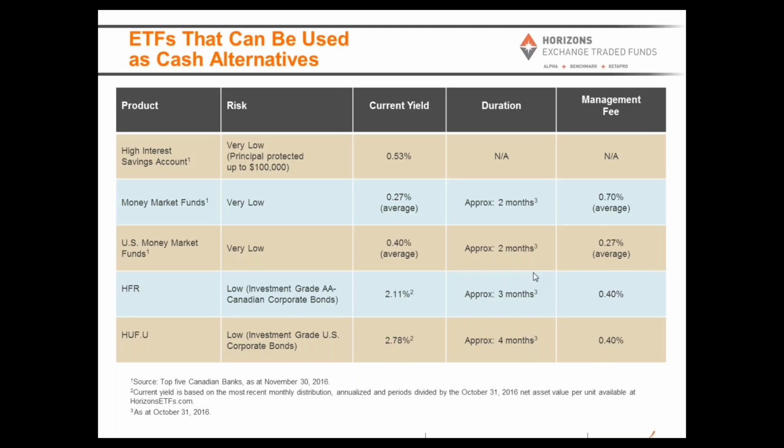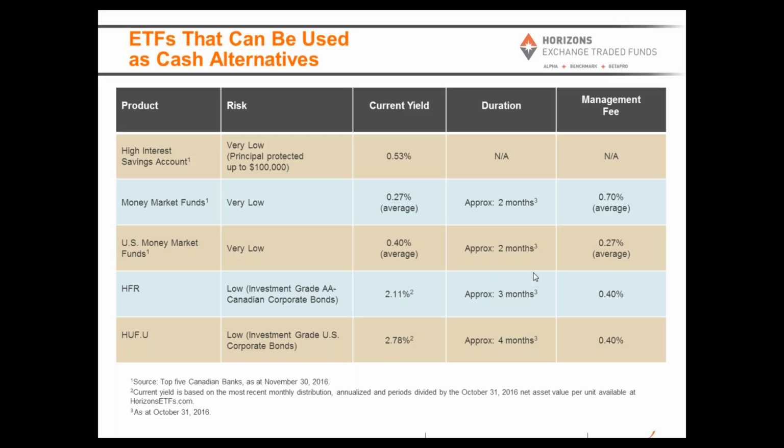For those of you holding U.S. money, U.S. cash, which many people do because they spend part of the year in the U.S. or they believe in the U.S. economy or the balance sheet, again, risk is very low. Current yield is about 0.4%. Duration again is about 2 months, or we'll call it 0.24%, and a management fee of 0.27%. So money market funds in the U.S. are much cheaper than their Canadian counterparts.